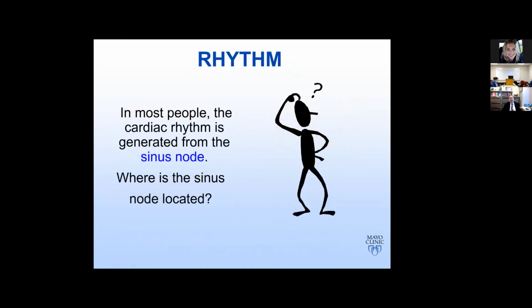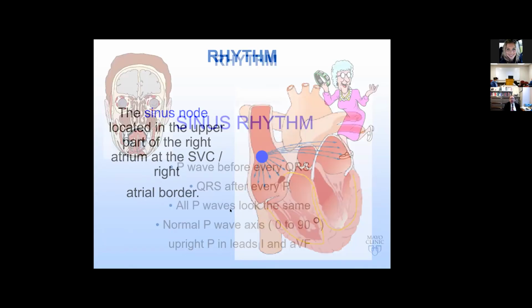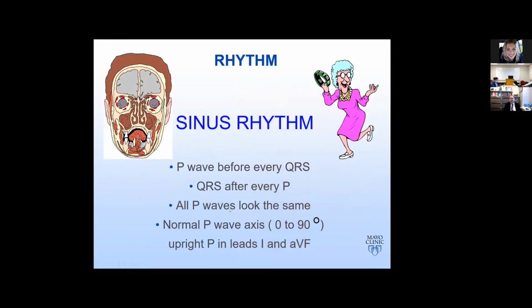If we look at the rhythm, this is an important concept because the rhythm is generated from the sinus node. Where's the sinus node located? It's located at the junction of the superior vena cava and the right atrium. The impulse starts here and moves out in this direction. For it to be sinus rhythm, it has to meet 4 different criteria. There should be a P wave before every QRS, and a QRS after every P wave. All P waves look the same. And importantly, something people forget, it needs to be coming from the sinus node.